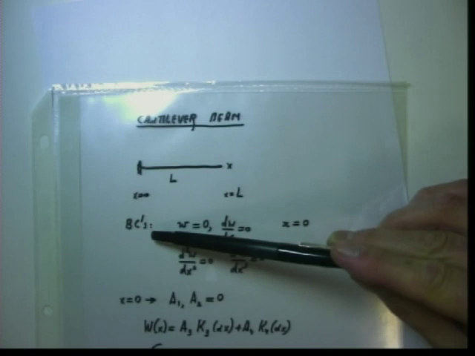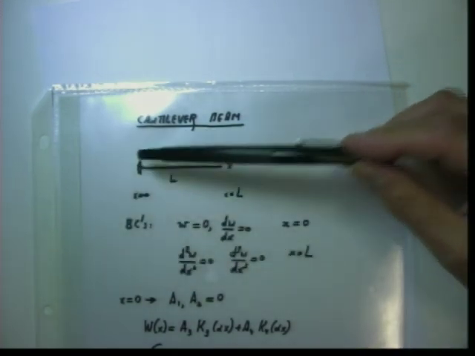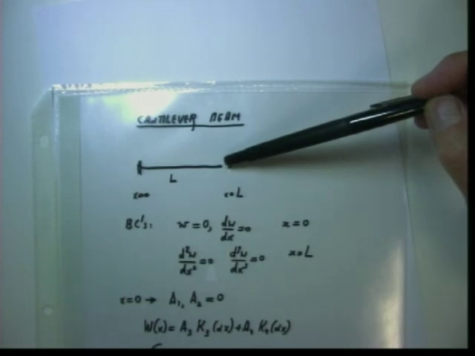Okay. Yes. So we are dealing with cantilever beam. So that is a beam that is clamped at one end and free at the other end. So what are the boundary conditions? So this is clamped here and free here.